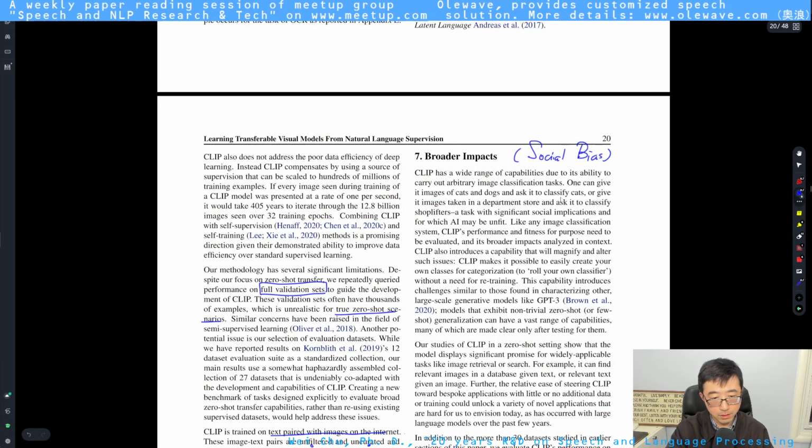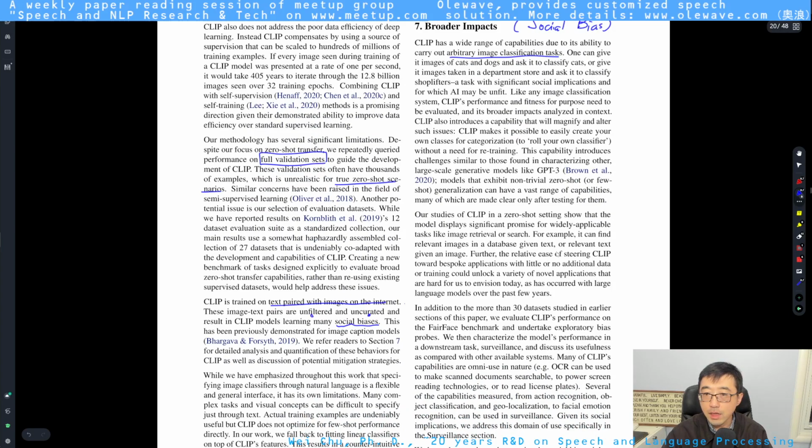Broader impact. They have a wide range of capability due to its ability to carry out arbitrary image classification tasks. Yeah, they don't have to train. Zero shot. And they do mention that they show great potential. It's very promising for image retrieval or search tasks.